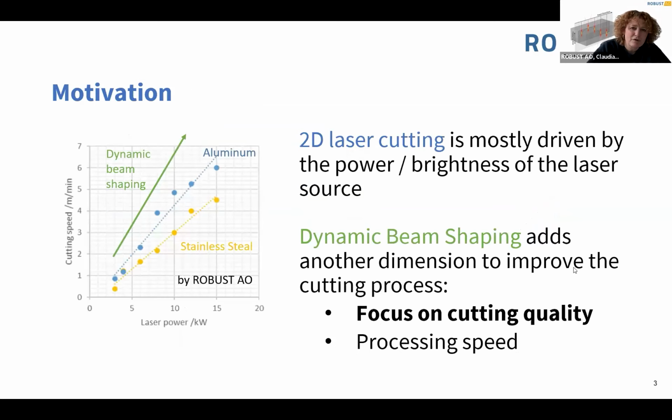The motivation for all this dynamic beam shaping is shown here in this picture. Normally in laser cutting, the cutting speed is mostly driven by the power or the brightness of the laser source. So the more power you have, the faster you can cut. And we were curious about dynamic beam shaping so that we can add another dimension to improve the cutting process, and we mainly focus on the cut quality without losing the processing speed.